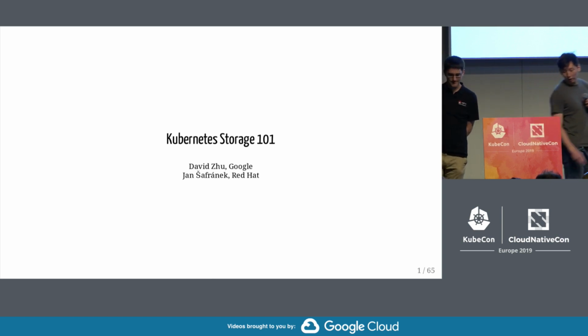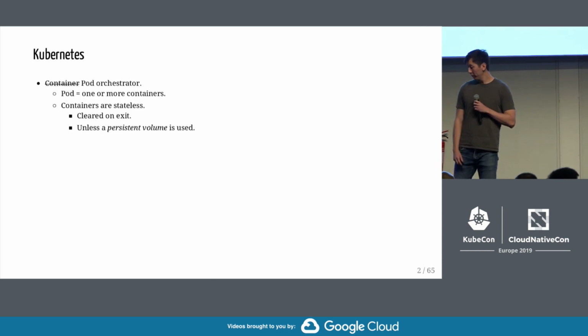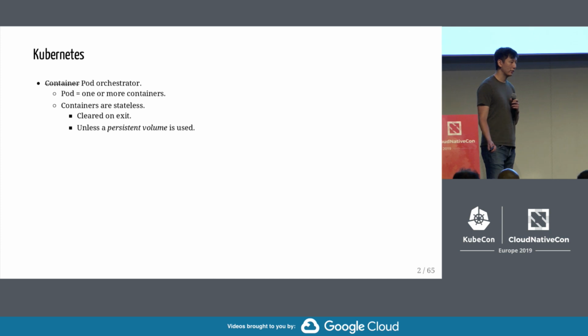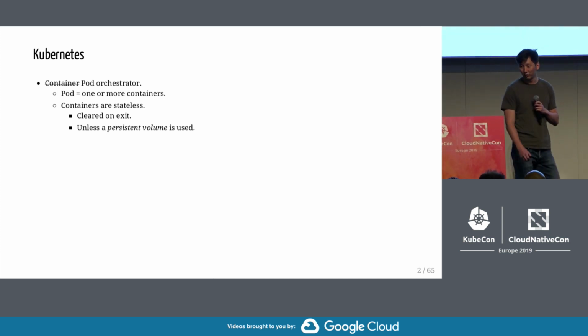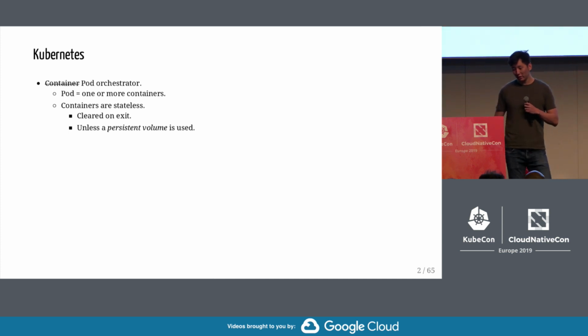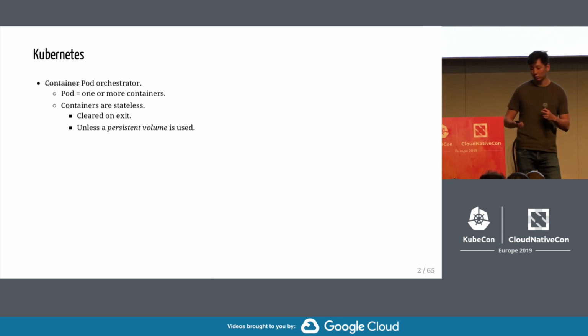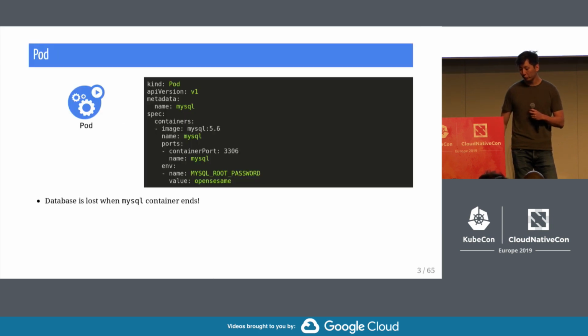All right, hi everyone. Thank you for coming to our Storage 101 talk. So let's just get started then. So first of all, Kubernetes. I'm sure since this is the second day of the conference, you already know what Kubernetes is. But basically, it's like a container orchestrator, but we like to think of it as a pod orchestrator because it actually works on pods, which are collections of containers, right? And so, as we may know, containers are generally stateless. They're cleared on exit, but this is unless persistent storage is used. So that's what we're going to be talking about today.